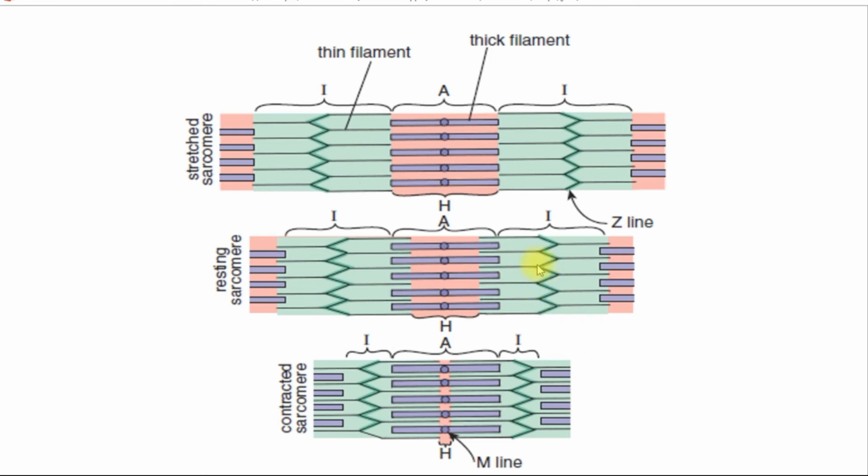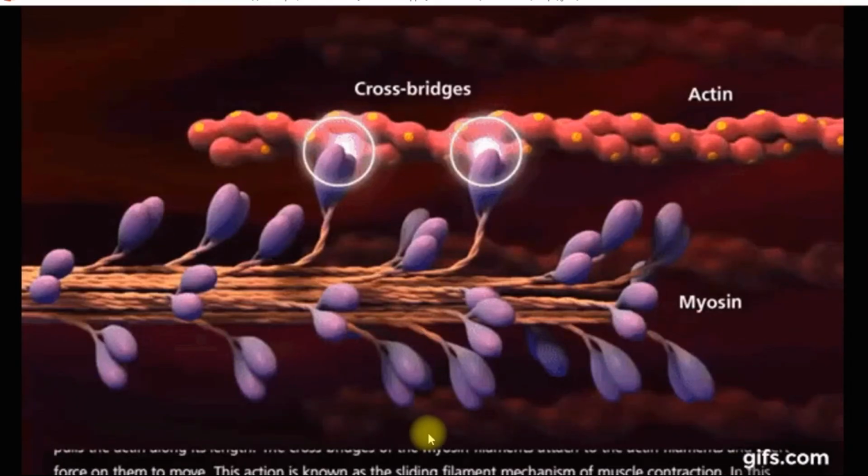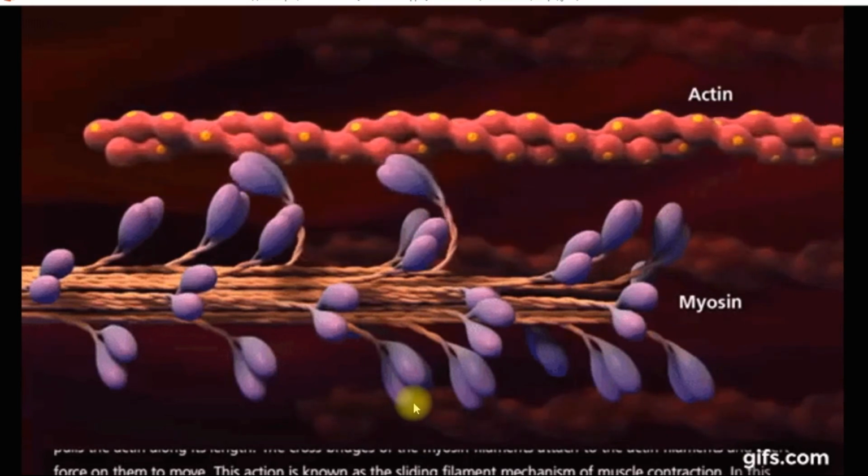So this is the resting sarcomere, the stretched sarcomere, and the contracted sarcomere, and here we can compare them. Z-lines, I and A bands, and the H-band almost disappears during contraction, because Z-lines are moving to the M-line, and all sarcomeres of the myofibrils are shortened, and it results in the contraction of the muscle.